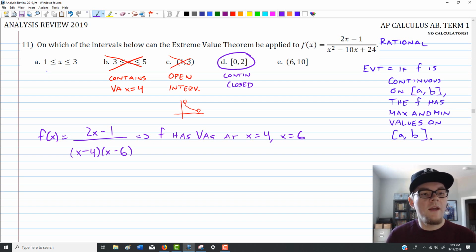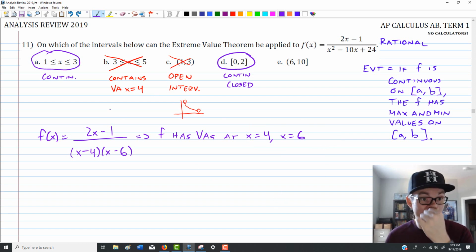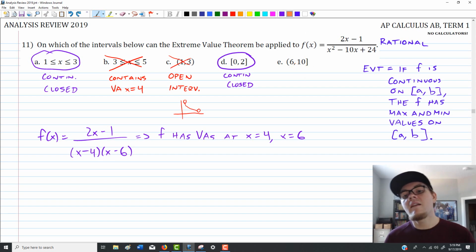And also, in the same way, it will also work for A, because once again, the function is continuous there, on account of neither x equals 4 nor x equals 6 is included, and our interval is closed. That leaves us one last thing to check out and to consider here. That last one for us to look at is 6 to 10.